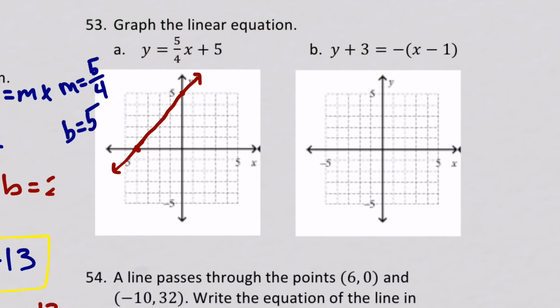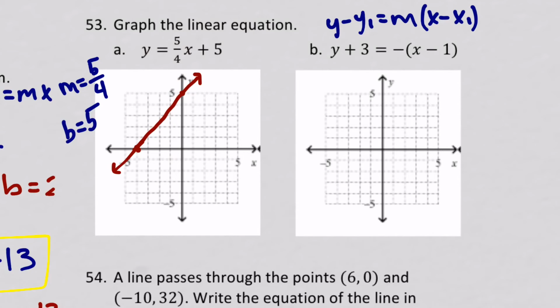Boom, done. Part B is a little different because it's not in slope intercept form. It is in point slope form. So let me write point slope form right here again for you guys. y minus y sub 1 equals m times the quantity x minus x sub 1. See, that looks like point slope form.